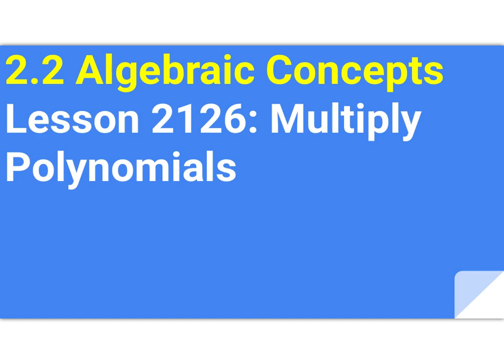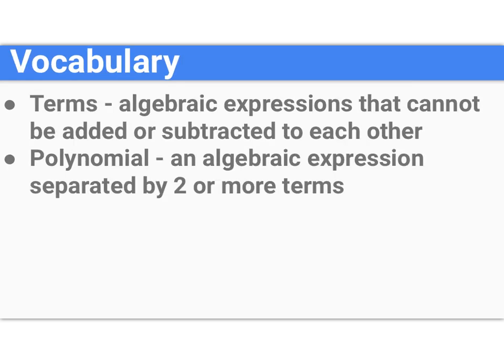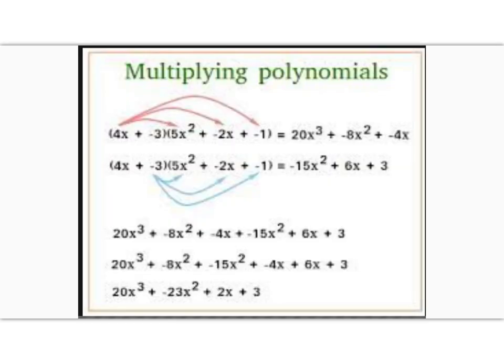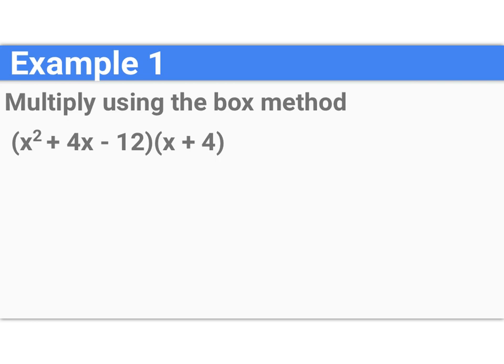Today we're going to multiply polynomials. Okay, so here's our objective, vocabulary, some pictures. So this is multiplying horizontally. Here's multiplying using the box method, as we saw with binomials. And so let's multiply, start by using the box method.